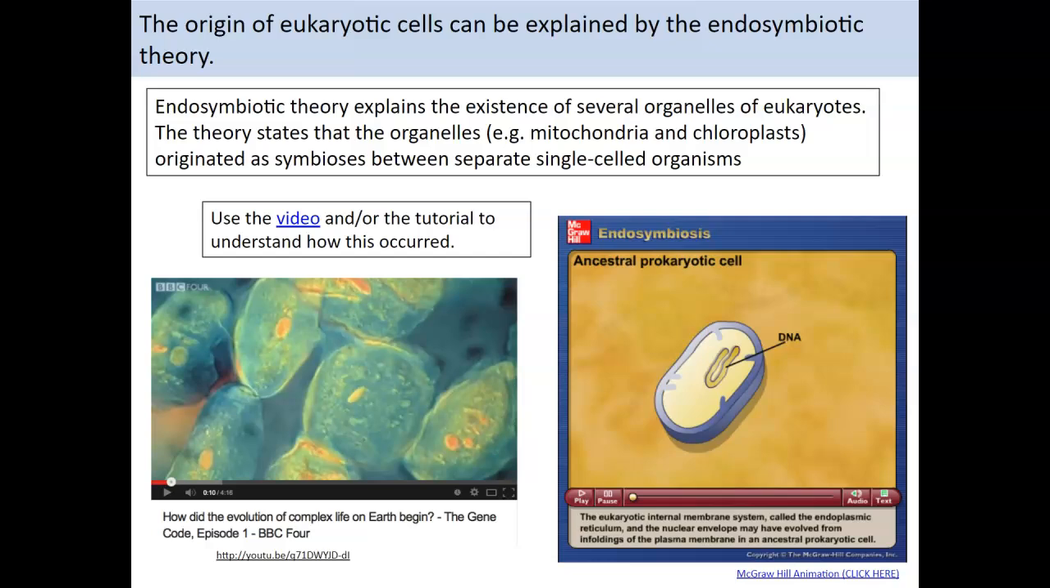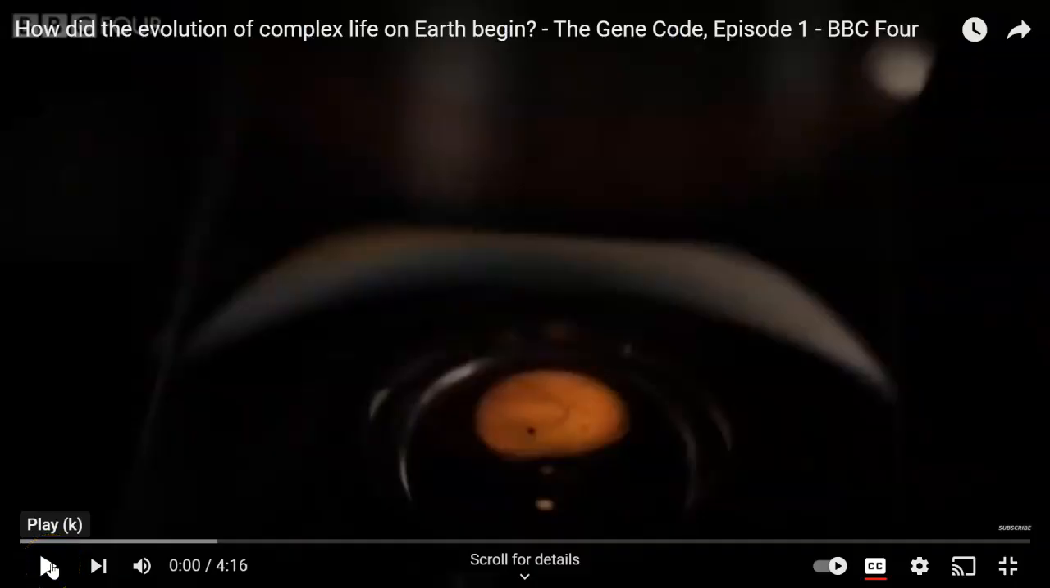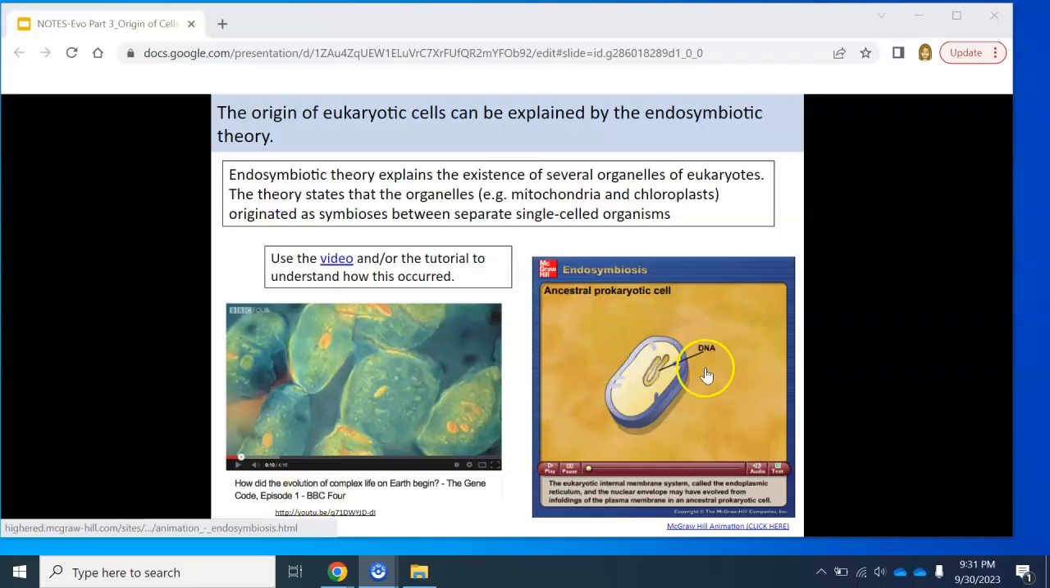A similar situation may have occurred where a smaller organism that was engulfed was really good at doing photosynthesis. And so it would give sugars, for example, to the archaeal organism. And so over time, it developed into a chloroplast. Let's watch a couple of videos about these processes. Next, we'll watch this animation over here.